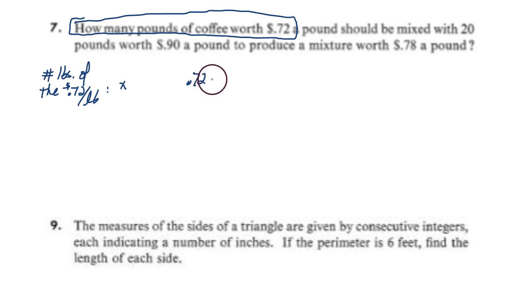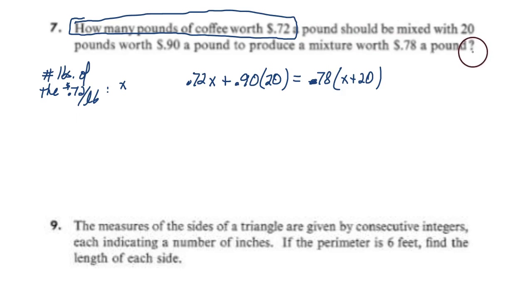72 cents per pound times the number of pounds of that kind of coffee plus 90 cents per pound times 20 pounds of that more expensive coffee will equal a mixture that is 78 cents per pound. And there will be X plus 20 pounds of that mixture. X pounds of the mixture will be of the cheaper kind of coffee, and 20 pounds of the mixture will be the more expensive coffee. This equation models what that paragraph is talking about.